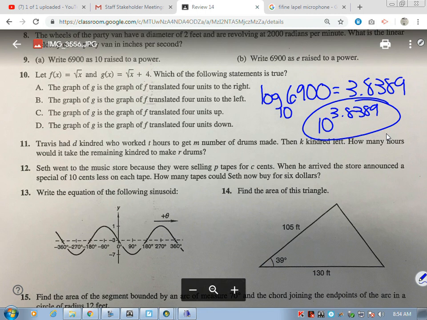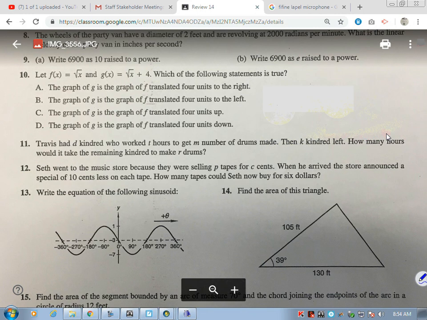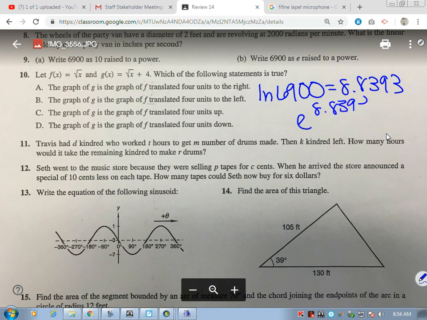So what you did for A is what you actually want to do with B. We want to write 6900 as e raised to a power, so we have to find the natural log of 6900. Our work for that is ln 6900 equals, and what do you get? 8.8393. Is that right? So your answer is e to the 8.8393. This is your answer.